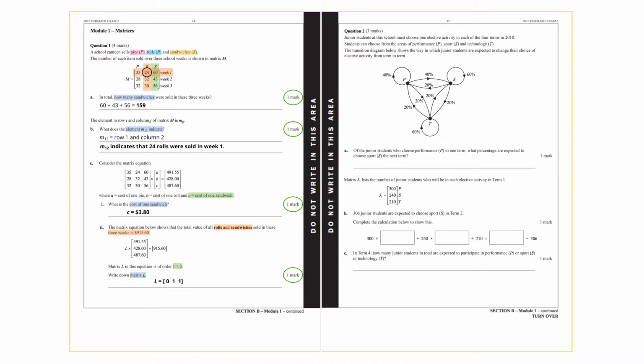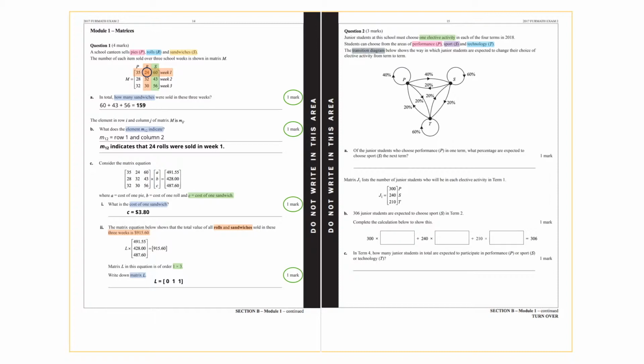Question 2. Junior students at this school must choose 1 elective activity in each of the 4 terms in 2018. Students can choose from the areas of performance, sport, and technology. The transition diagram below shows the way in which junior students are expected to change their choice of elective activity from term to term. Part A.